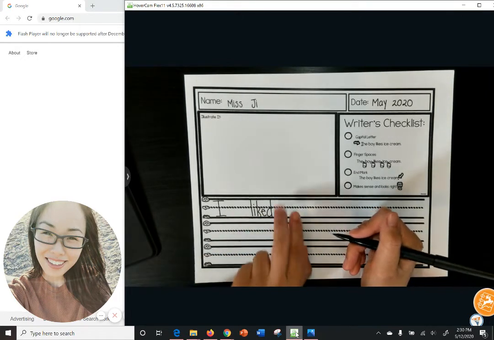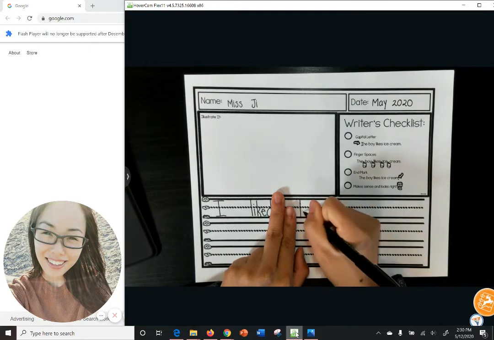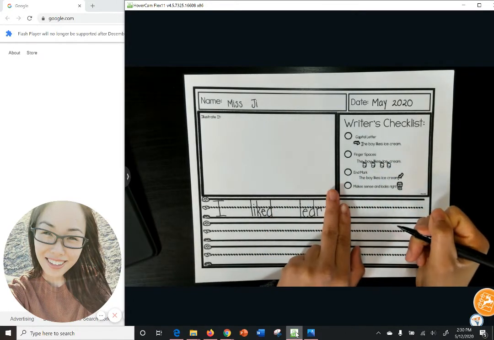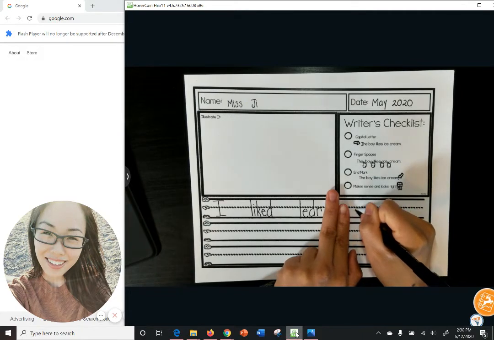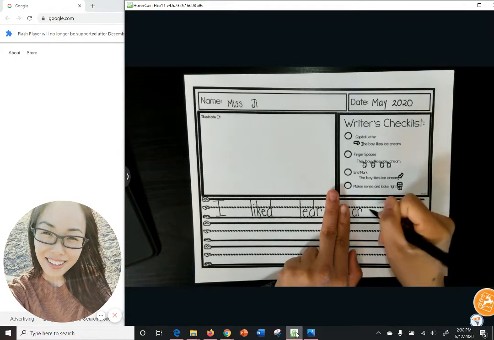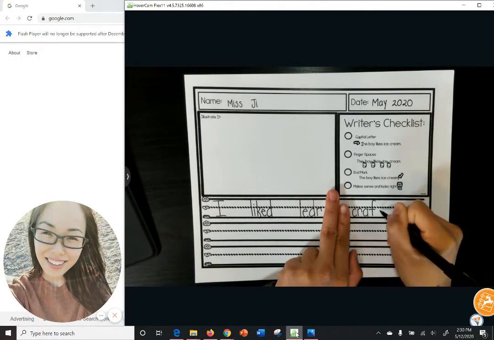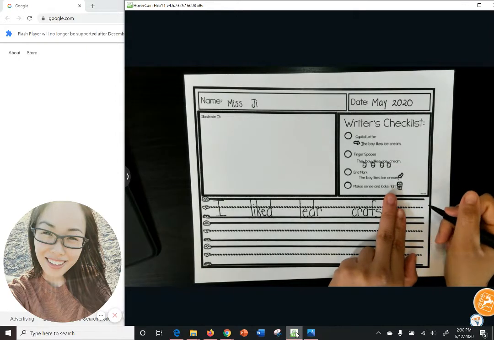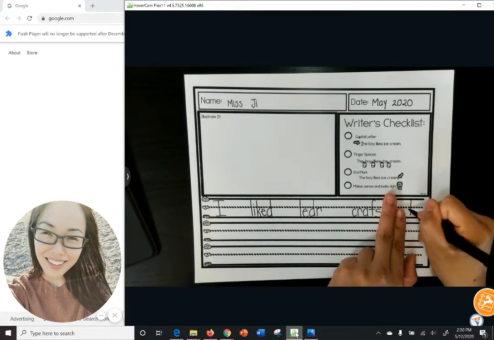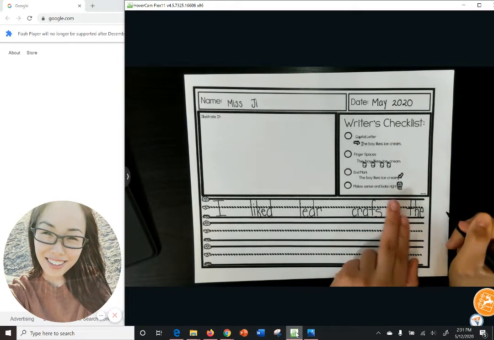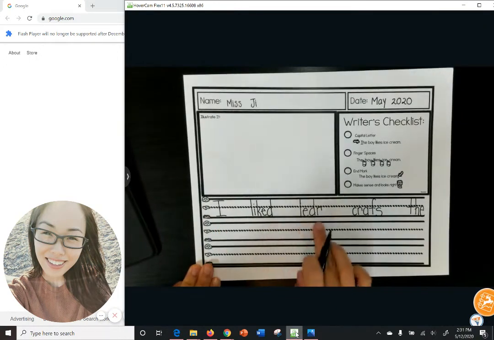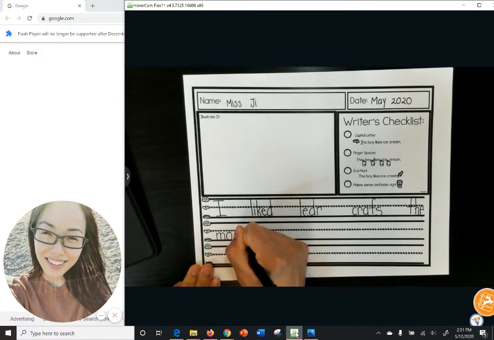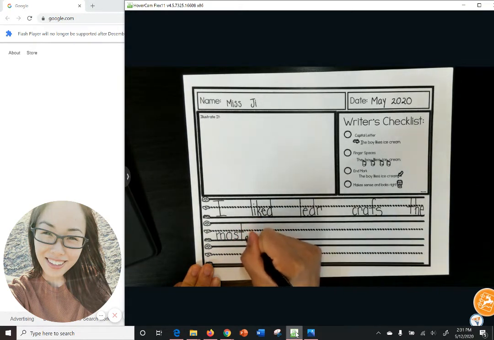Okay? I liked letter. L, l, l, e, e, e, d, d, d. Letter, letter crafts, I liked letter crafts the. Two letters make the th sound, do you remember? T-H, and there's an E at the end. The. I liked letter crafts the most. M-O-S-T, most. Period at the end.